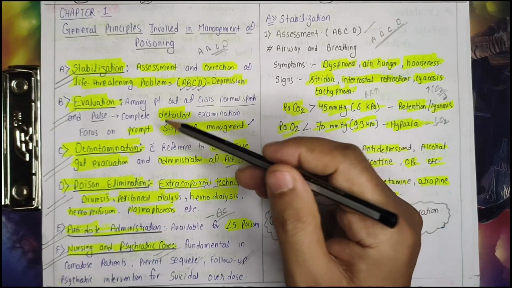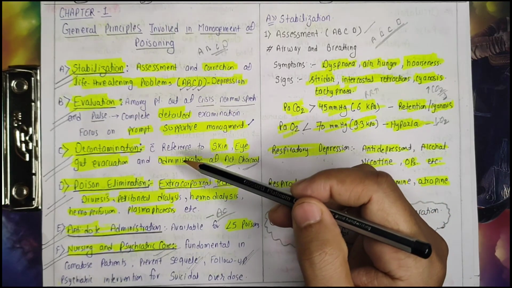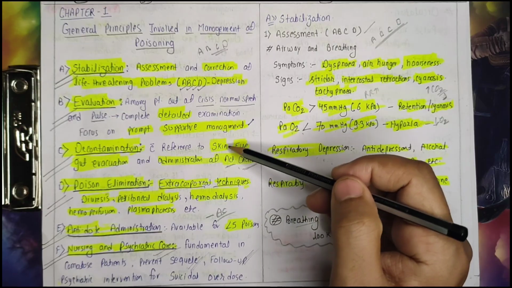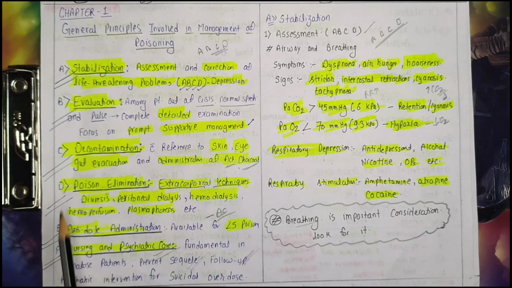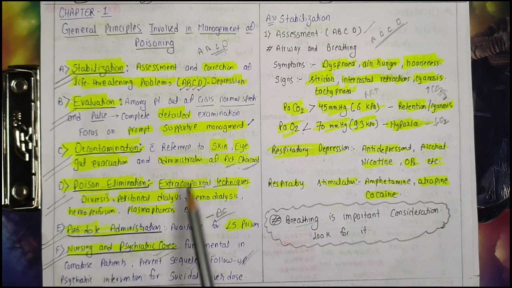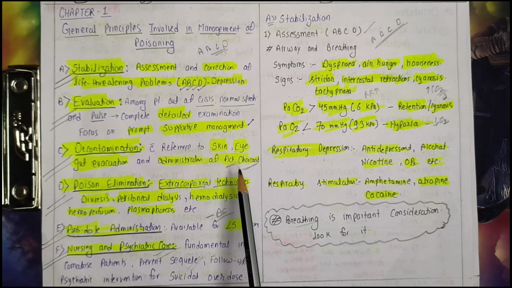so that we can provide prompt supportive management. Similarly, the third principle lies in decontamination, where we will try to remove the poison from the exposed area such as skin and eye, and if it is an ingested poison, then we will try to remove the poison from the gut area, that is from the alimentary canal. If it is possible and required, we will go for administration of activated charcoal.